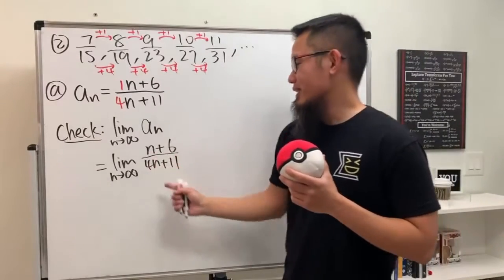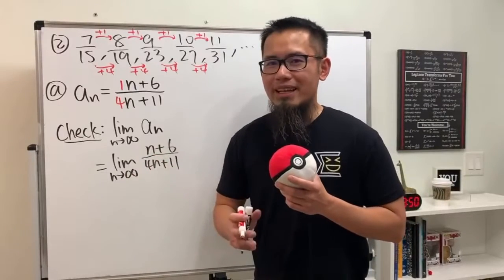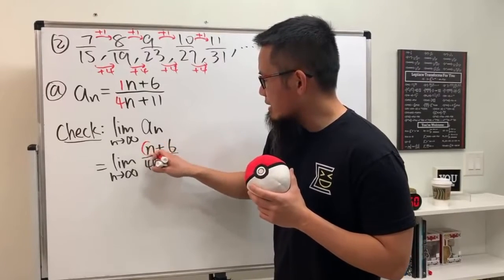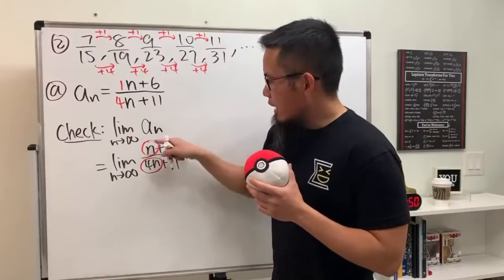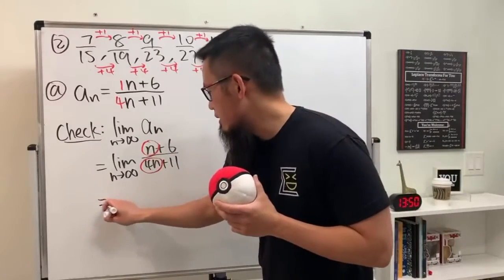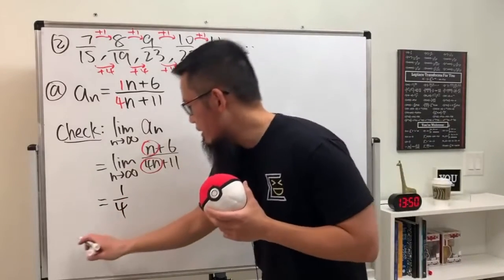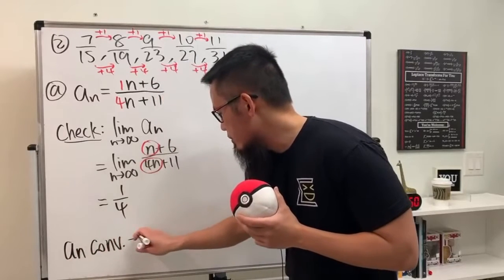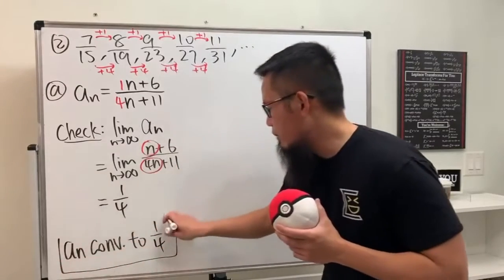Well, this is a rational expression, which is very nice. As n goes to infinity, this is like everybody's favorite limit question, because all we have to do is pay attention to the highest power of n on the top, and then the highest power of n on the bottom. N and n reduce out, but we actually get 1 over 4 for the final answer, like that. So, ladies and gentlemen, an does converge. I'll just write that down, and we'll say an converges to 1 over 4. So this is very nice.